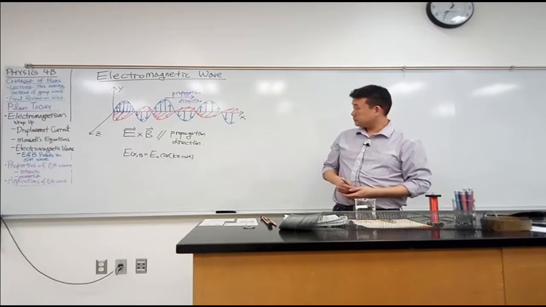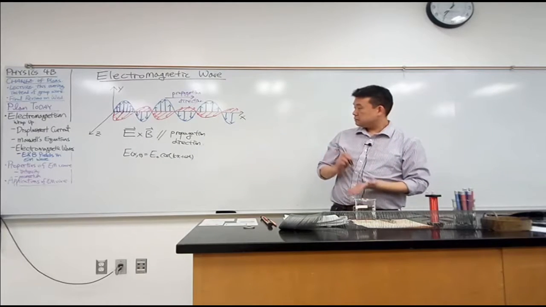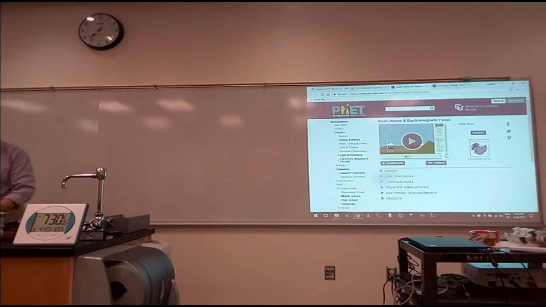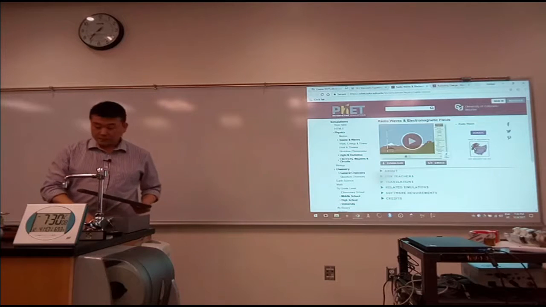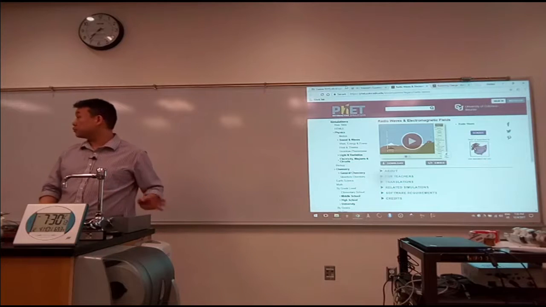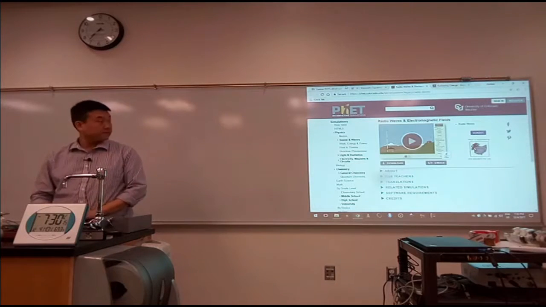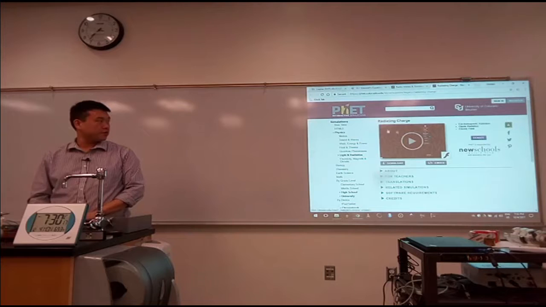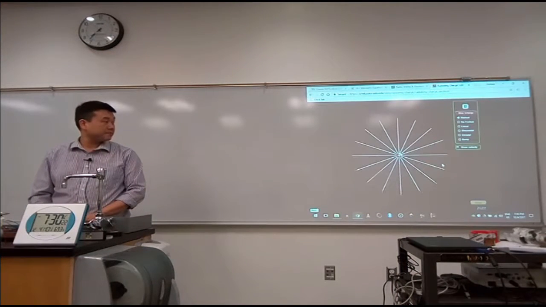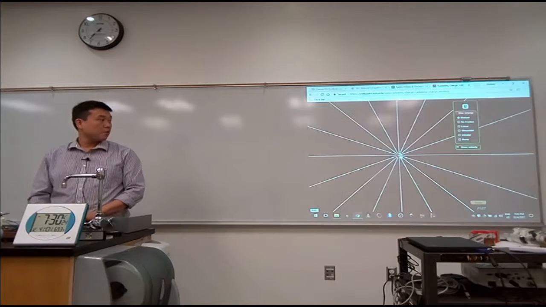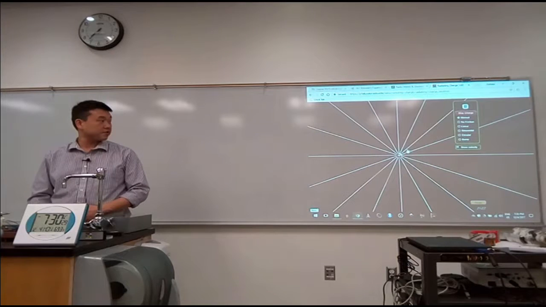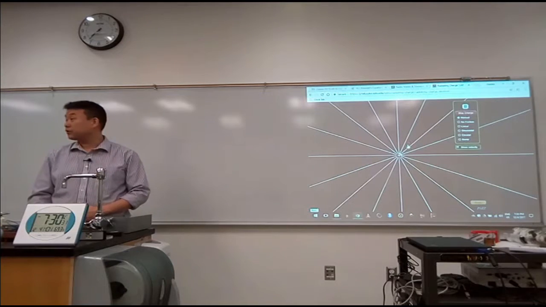So let's see. What should I look at? Let me first show you this simulation. This is a simulation of radiating charge, or a simulation of how an electromagnetic wave is generated. It's a PhET simulation you can find, radiating charge. What it simulates is simple. When you have a charge, what does the electric field around it look like? For a single stationary charge, you have a radially outgoing field.